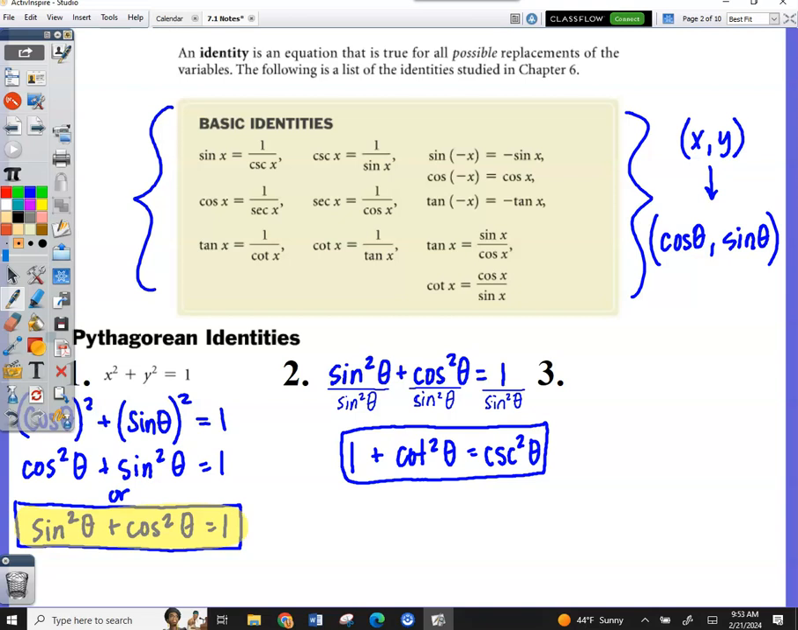We're going to repeat, coming from sine squared plus cosine squared equals 1. And what do you think I'm dividing by this time? I'm going to divide by cosine squared this time.